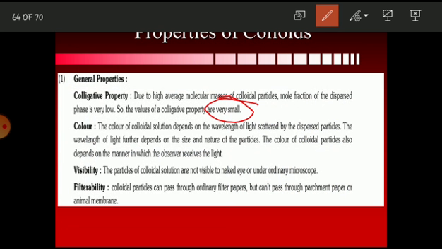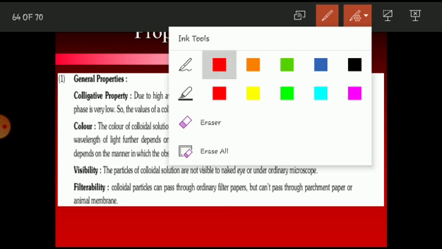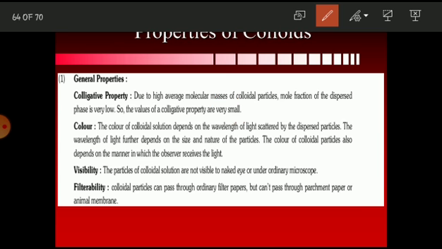Color property. The color of the colloidal solution depends on the wavelength of the light scattered by the dispersed particles. It means what? The colloidal particles will scatter the light, and the wavelength of the light further depends upon the size and the nature of the particles. So when the light is scattered, it will show the wavelength, and due to this wavelength it will show the color property. The color of the colloidal particles also depends on the manner in which the observer receives the light. So the colloidal solution will show the color property due to the scattering of light, that you remember.